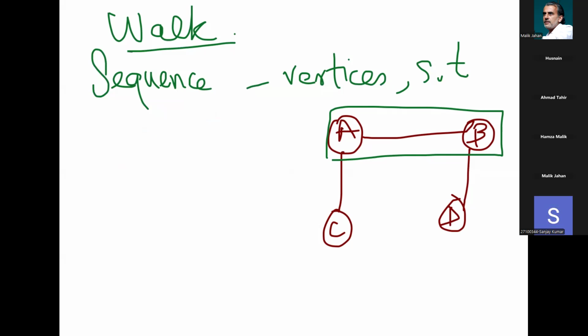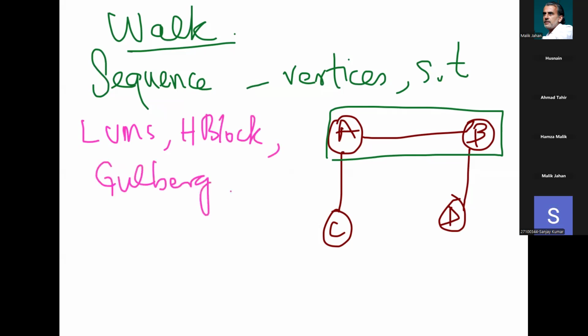I'm writing a sequence of vertices, right? So if I write some point Lums, I write some point, let's say H block, I write the next item as Gulberg, and let's say I write the next item as motorway, M2. So in this sequence of 4 items, let's analyze each of the consecutive pairs, right?